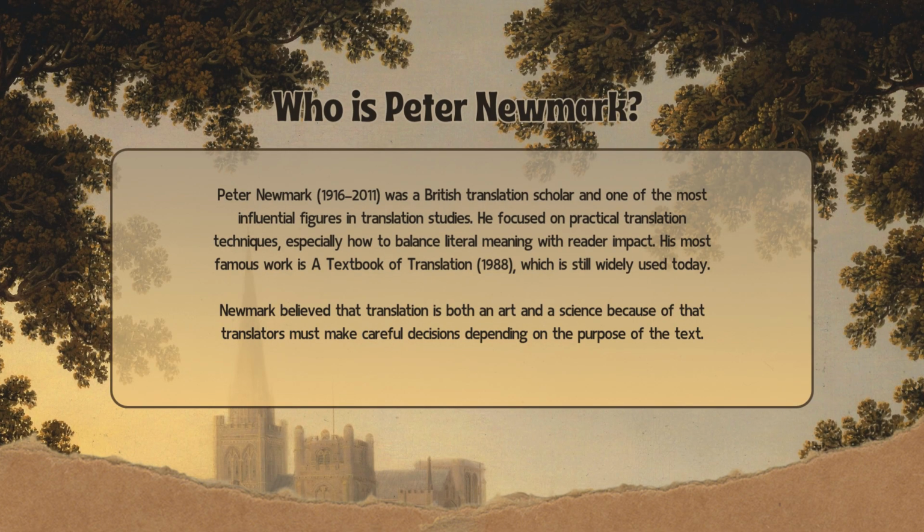So, who is Peter Newmark? Peter Newmark was a British translation scholar and one of the most influential figures in translation studies. He focused on practical translation techniques, especially how to balance literal meaning with reader impact. His most famous work is a textbook of translation, which is still widely used today. Newmark believed that translation is both an art and a science. Because of that, a translator must make careful decisions depending on the purpose of the text.